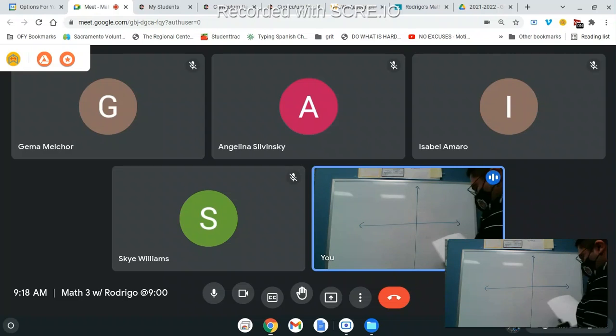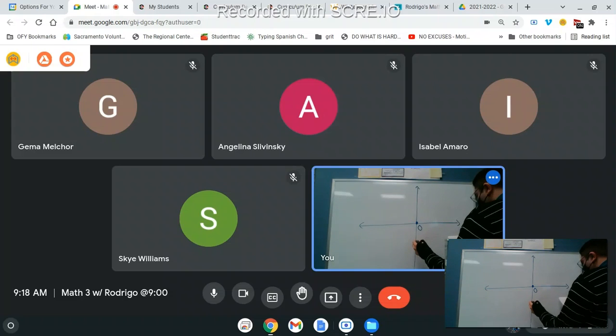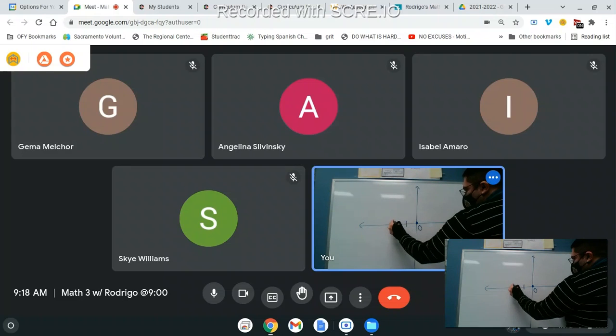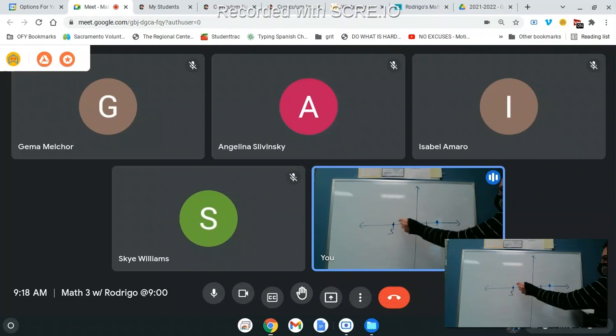From yesterday, our zeros were 0. Just by chance, 0 was one of the zeros. We also had 2. So this is a spot where it crosses the x-axis. X-intercept, zeros, roots, those are all the same thing, just a different way of saying it. And -2, here's another one. So I know it crosses at those 3 spots.